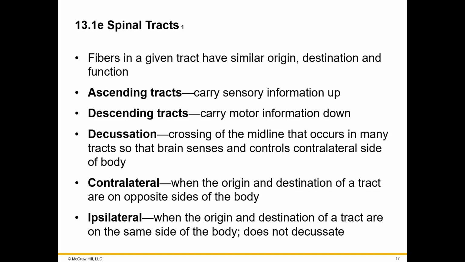Then what is the property of decussation? This term is very important for neurology. Decussation is when you cross, when you reach a point and go from the right side into the left side. It's the crossing of the midline that occurs in many tracks so that the brain senses and controls the contralateral side of the body. So what does that mean?